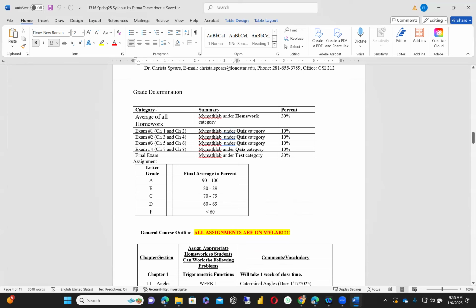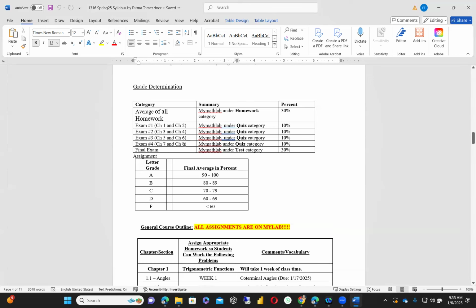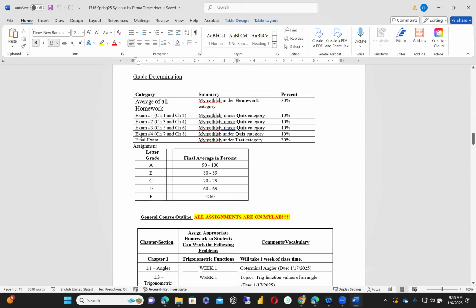We have homework created under MyMathLab, and all homework will affect your grade by 30%. You have 4 tests to take, and these tests are only 1 attempt. They are under the quiz category on MyMathLab, and each test is going to affect your grade by 10%. The last assignment is in the last week of the semester. You will take a final exam. It is cumulative and includes all the chapter questions. It's under the test category, and the final exam will affect your grade by 30%. And these are the points you have to achieve to earn these letter grades.